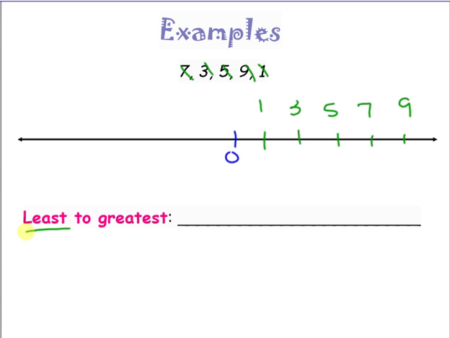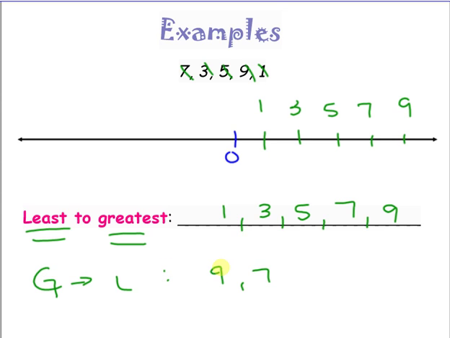So order them from least to greatest. So this is smallest, this is biggest. So it's 1, 3, 5, 7, 9. If I asked you to order from greatest to least, you would tell me 9, 7, 5, 3, and 1. So please know there's a big difference.